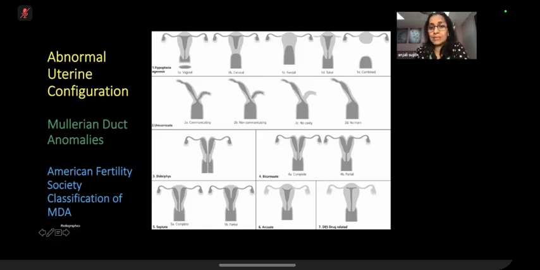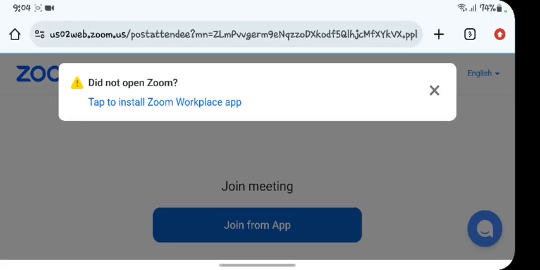So these Mullerian ducts are paired embryologic structures which undergo fusion and resorption and give rise to uterus, fallopian tubes, cervix, and the upper 2/3 of vagina. Remember, the lower third of vagina and ovaries have completely different embryology, and so Mullerian duct anomalies are not associated with abnormalities in ovarian development or abnormalities in external genitalia. But these are commonly associated with renal abnormalities.